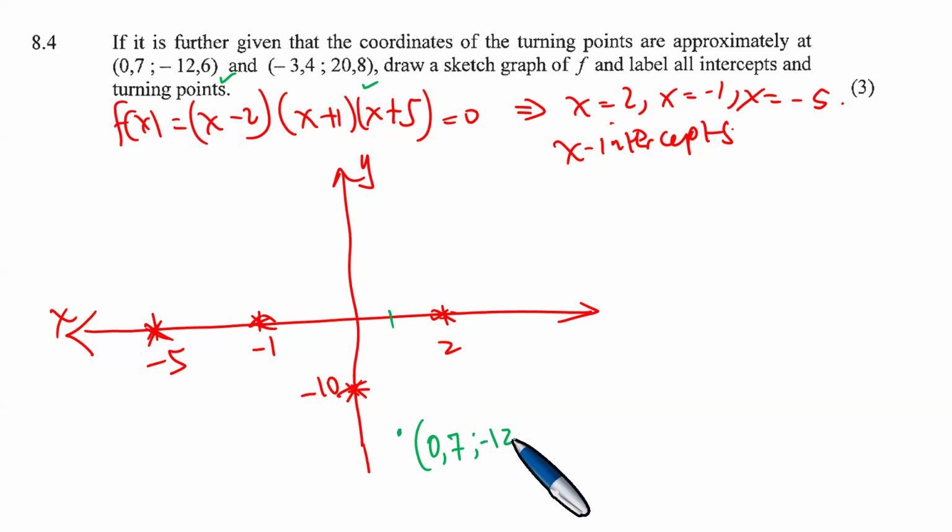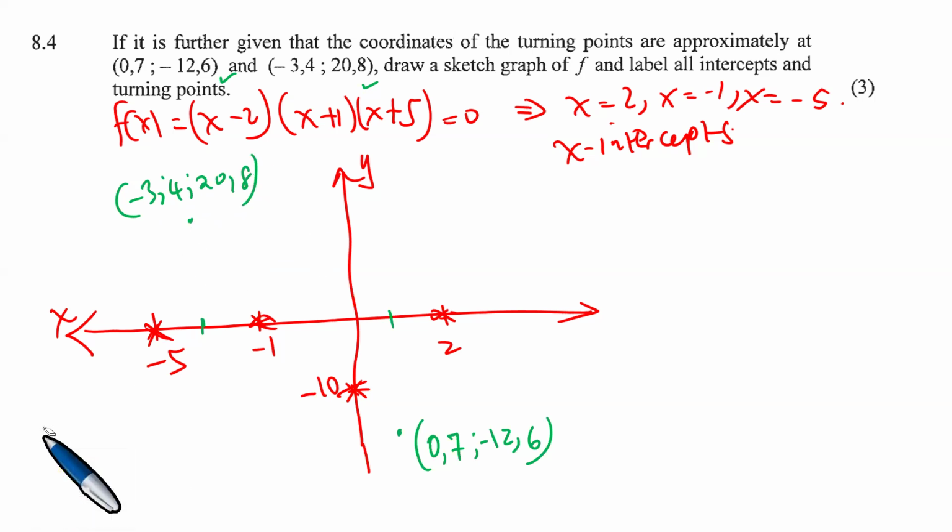Okay, minus 12, 6. And there's also another one, minus 3,4 and 12,8. Yeah, minus 3,4 is somewhere here. And 20, 0,8. This point is a vertex. Minus 3,4, decimal comma, 20,8. So we're good.